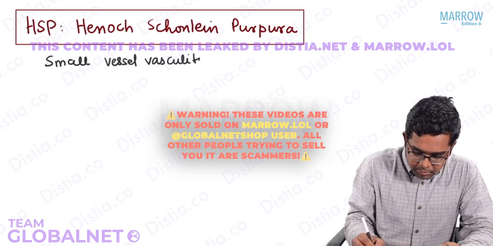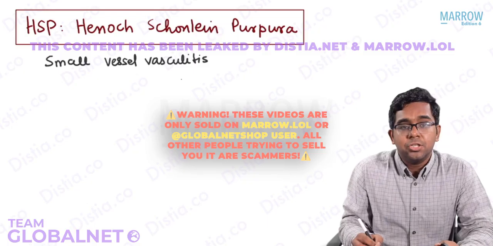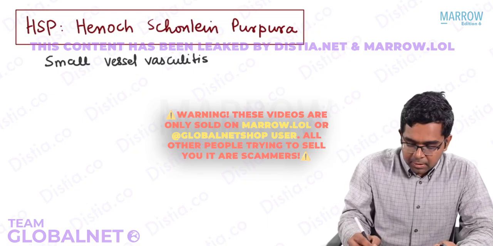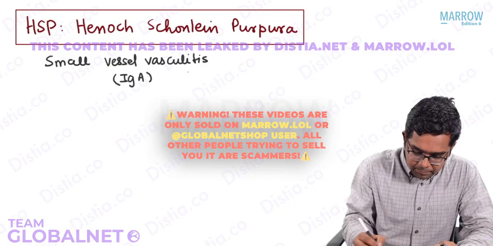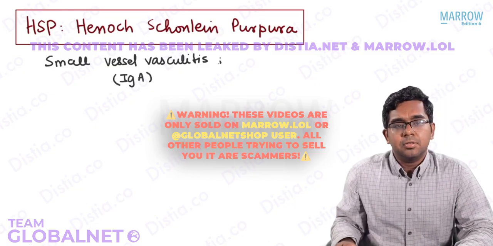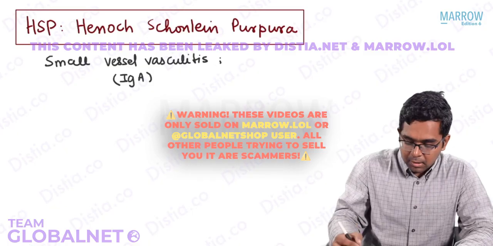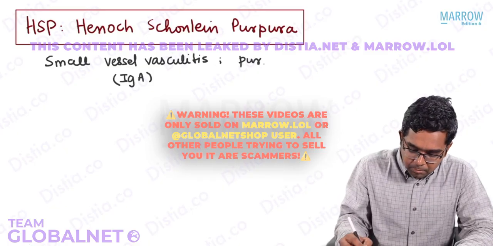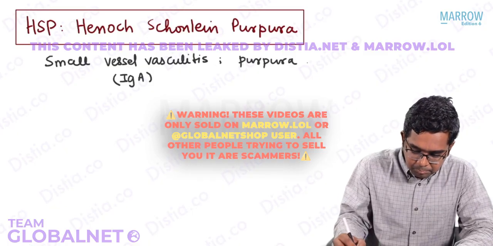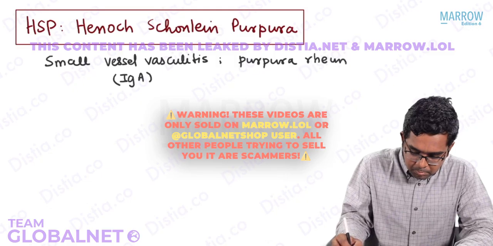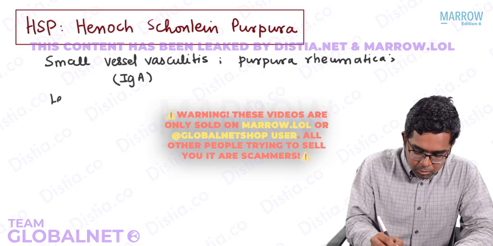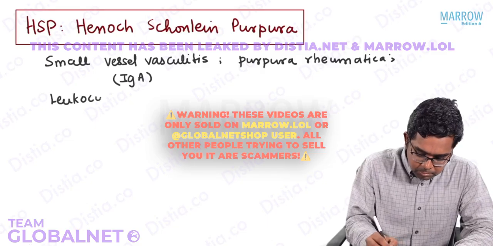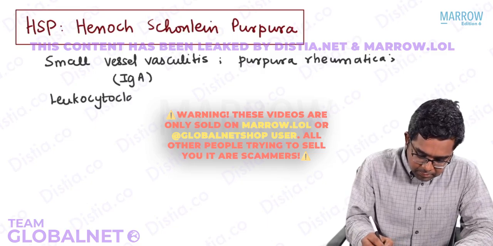And because in this particular condition IgA deposits are noted in the blood vessel, it is also called IgA vasculitis. And the other names of this condition which one should remember are purpura rheumatica. It is also called by one other name, which is leukocytoclastic vasculitis.